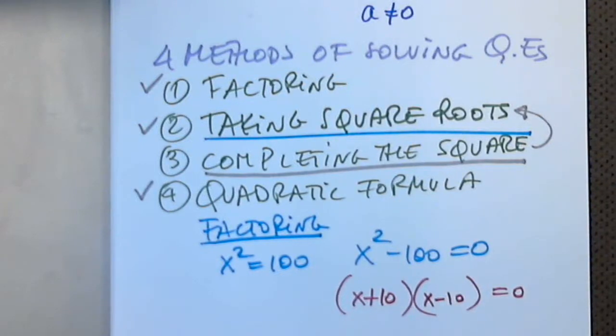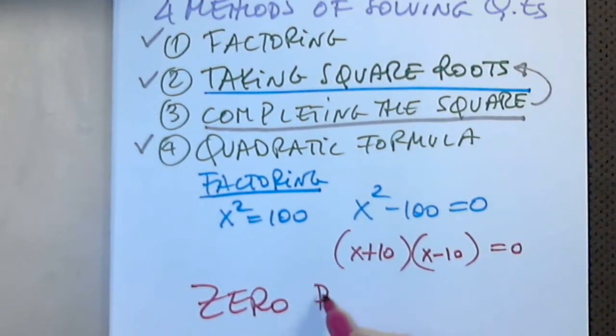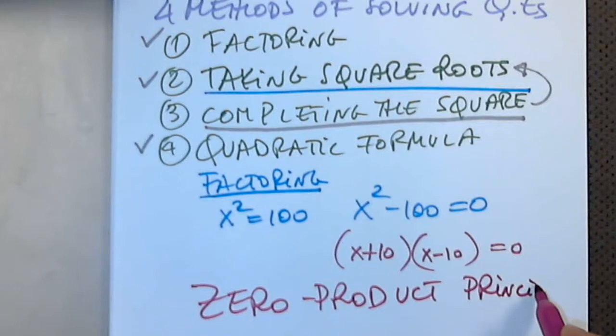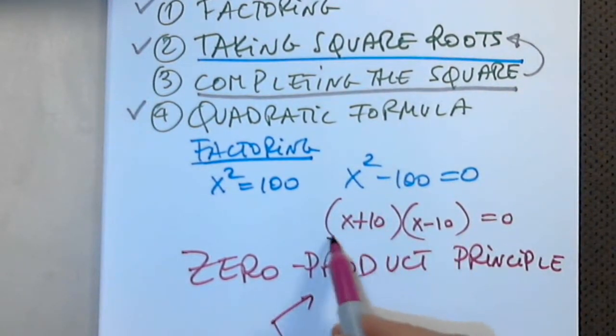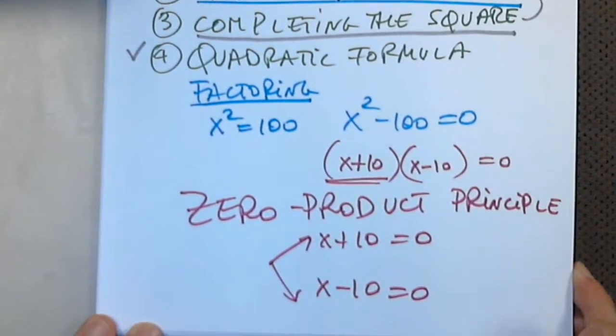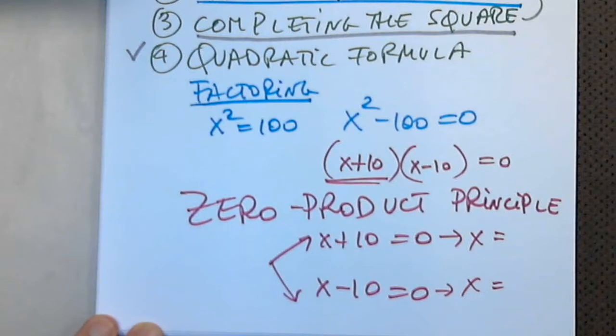10x minus 10. At this point, we have to use the zero product principle, which means that we have two possibilities. Either x plus 10 is 0 or x minus 10 is 0. So then from here, how much is x and how much is x? Yes, minus 10 indeed, and 10. So that was a good warm-up.